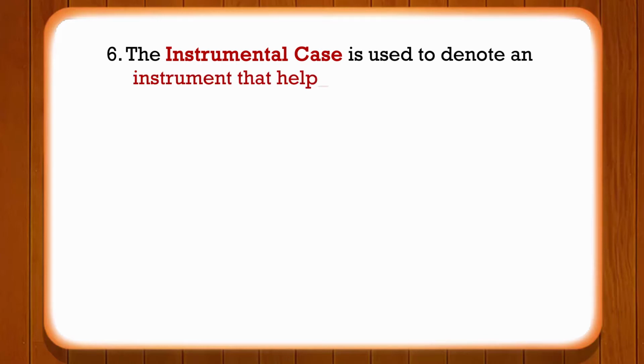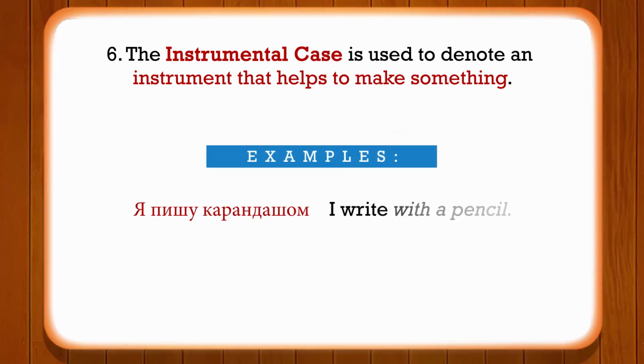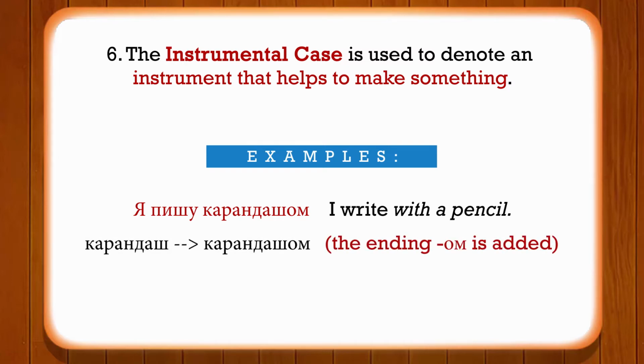The sixth case is known as instrumental case or tvoritelny padezh, which is used to denote an instrument that helps to make something. Now let's understand it properly with the help of an example. Ya pishu karandashom. We already know that karandash means pencil, but we can see the change in the ending. Ya pishu, I write with what? I write with a pencil. Ya pishu karandashom. You can also use in place of karandash, ya pishu melom. So I write with chalk. Ya pishu ruchkoy. I am writing with pen. So many more examples you can see here.